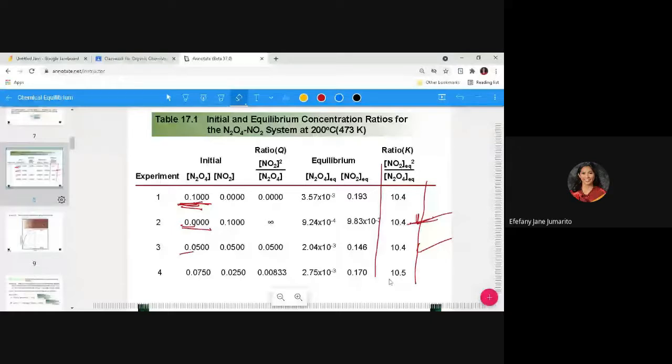Yes, class. As we can see, it's just a slight difference, class, 10.5. And then we have 10.4, as we can see here, it's consistent. It's constant. And then here, it just shifted slightly. Let's consider some errors, so we can expect that's the reason we have 10.5. Okay, but still the theory that says the equilibrium constant is the same no matter what our initial concentration is, it holds true.